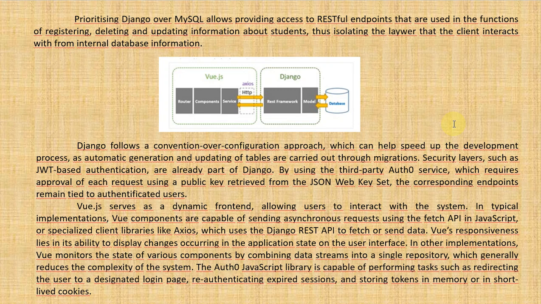Django follows a convention over configuration approach, which can help speed up the development process as automatic generation and updating of tables are carried out through migrations. Security layers such as JWT-based authentication are already part of Django. By using the third-party Auth0 service, which requires approval of each request using a public key retrieved from the JSON web key set, the corresponding endpoints remain light to authenticated users.